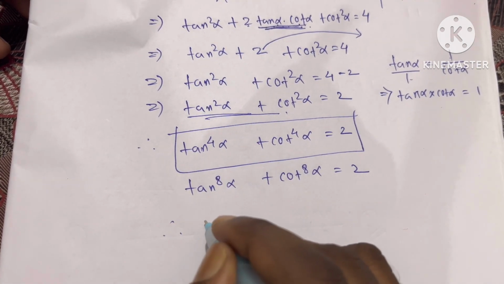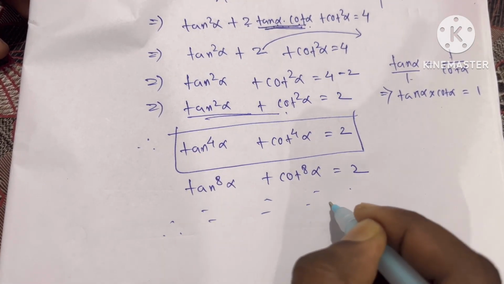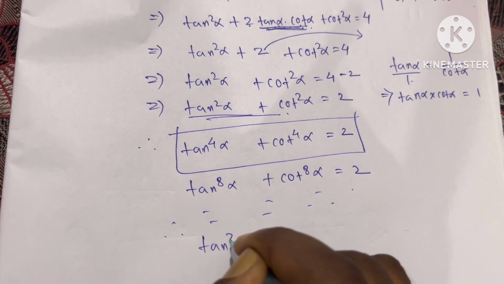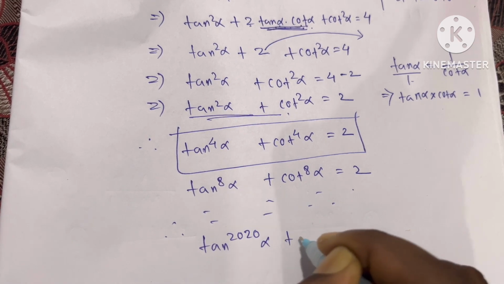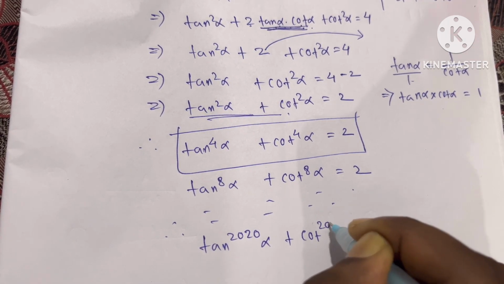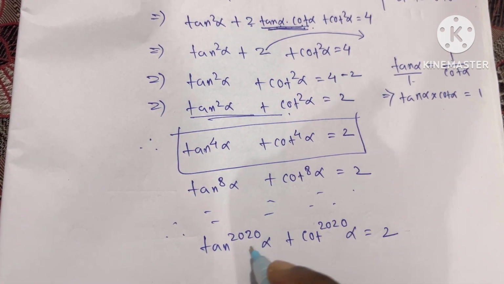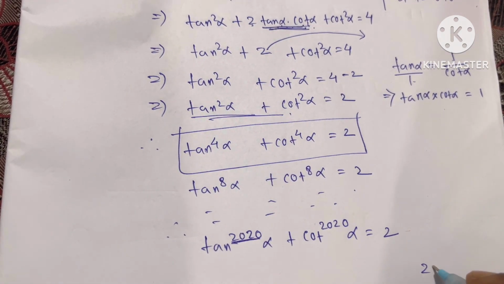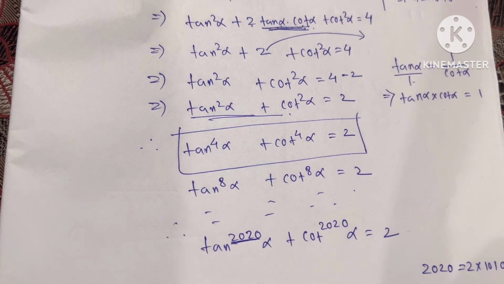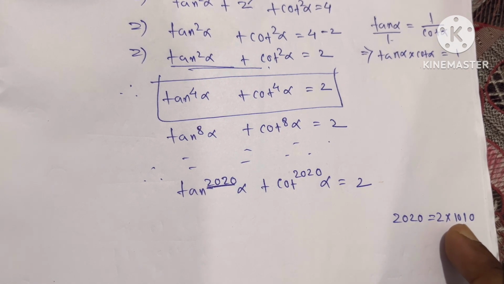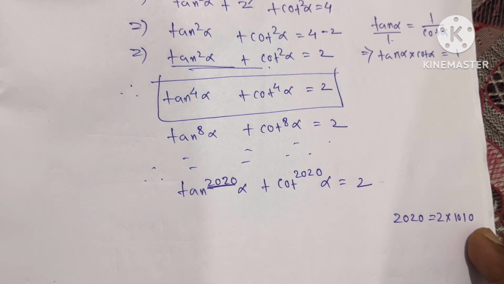So in this way, if you keep squaring every time, then you will get tan to the power 2020 alpha plus cot to the power 2020 alpha is equal to what? 2 will come. Because 2020 is nothing but 2 into 1010. Yes or no? 2020 is nothing but 2 into 1010.